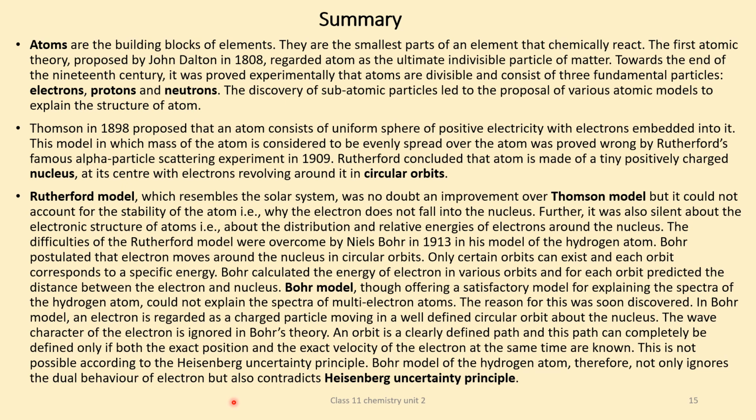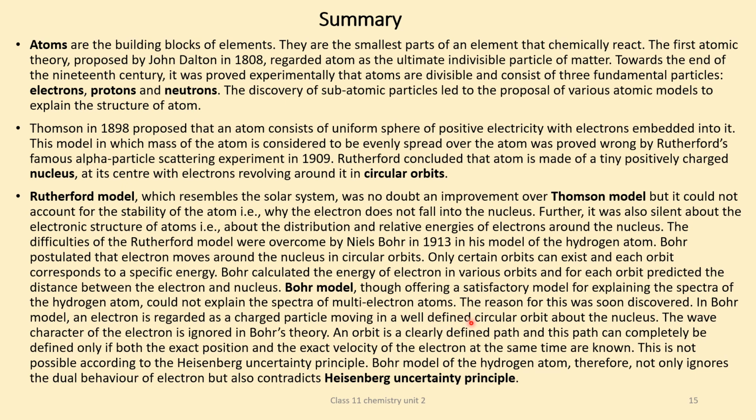model of hydrogen atom. Bohr postulated that electron moves around the nucleus in circular orbits. Only certain orbits can exist, and each orbit corresponds to a specific energy. Bohr calculated the energy of electrons in various orbits, and for each orbit he predicted the distance between the electrons and the nucleus. Bohr model, though offering a satisfactory model for explaining the spectra of hydrogen atom, could not explain the spectra of multi-electron atoms.